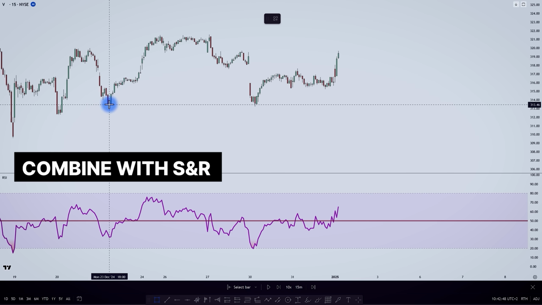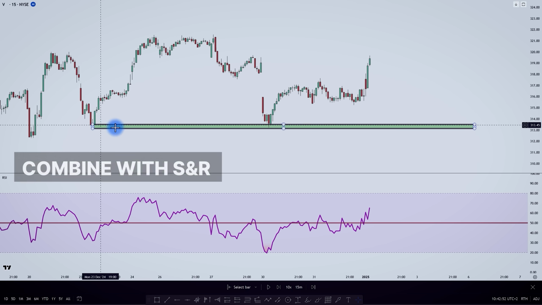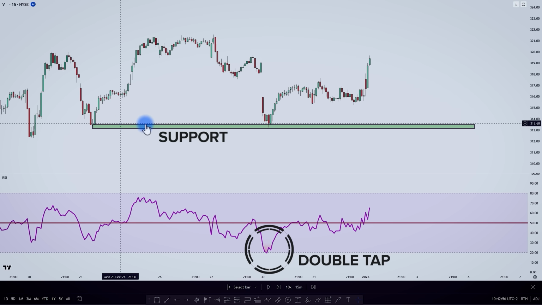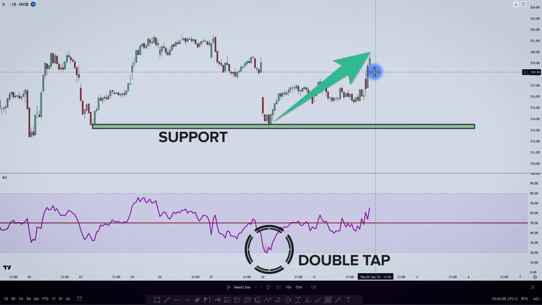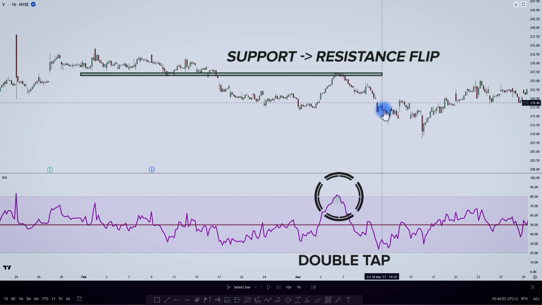Combine these extreme patterns with support and resistance for devastating accuracy. RSI double tap at 20 level right at major support. That's not just a bounce, that's a major bottom. RSI failing at 80 right at resistance. That's your short of the week.